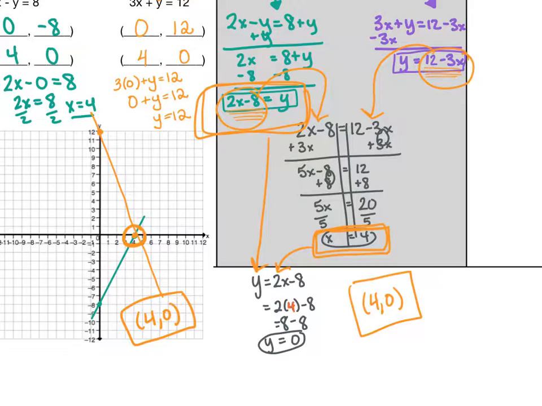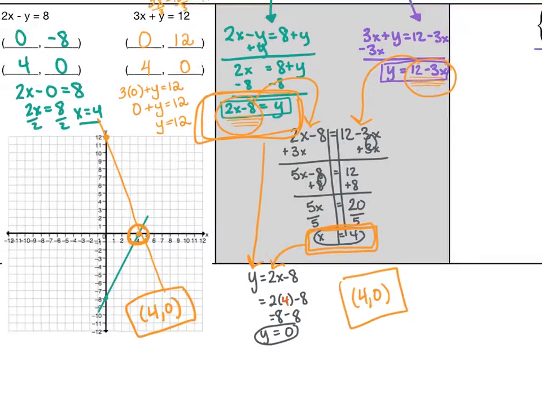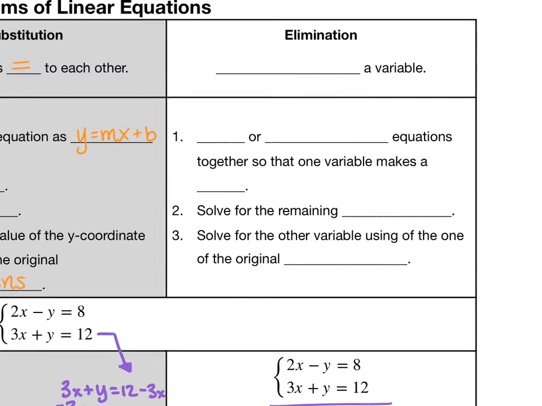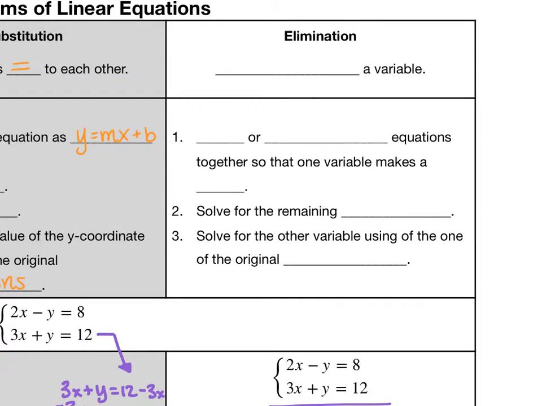So the last way we're going to review solving a system is using the elimination method. So the elimination method requires us to eliminate or get rid of a variable. If we can eliminate one of the variables, x or y, then it's easy to solve for the remaining variable, x or y. So to eliminate a variable and use the elimination method, we're going to make the choice to either add or subtract the equations together so that one variable makes a 0.